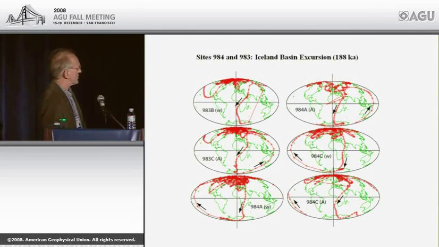Similarly, we could look at another excursion. This is one from the Brunhes Chron, 188,000 years, and this is from the two North Atlantic sites, 983 and 984. These are different holes at these two sites, and we see that the pole goes through Africa to high southerly latitudes and back. This is a break here, but generally the path of the VGP is through Africa and back through the Western Pacific. And it's reasonably consistent for the two sites and from holes from those two sites.